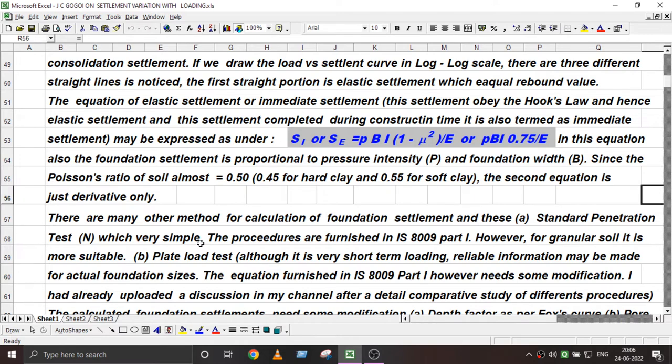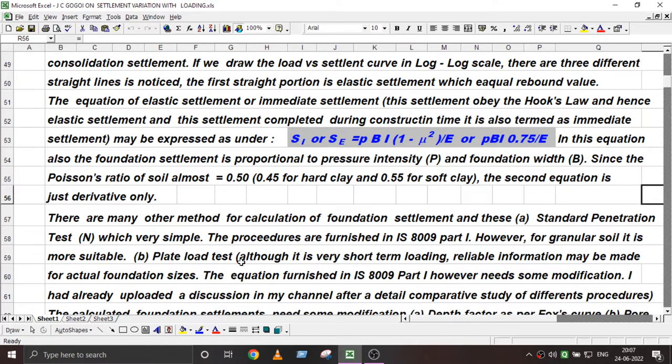It should be taken as a mean. Mean means not an ordinary average, it is a weighted mean. And then only you calculate the settlement for sandy soil. Another, you can calculate the settlement from the plate load test also. Although it is a very short time loading, reliable information may be obtained for the actual foundation size.